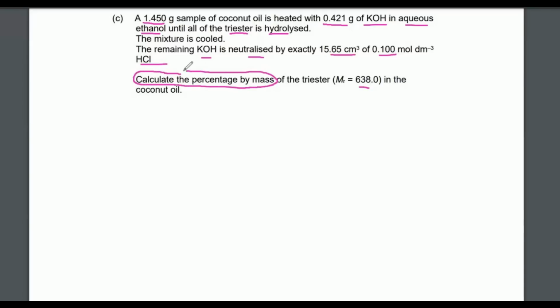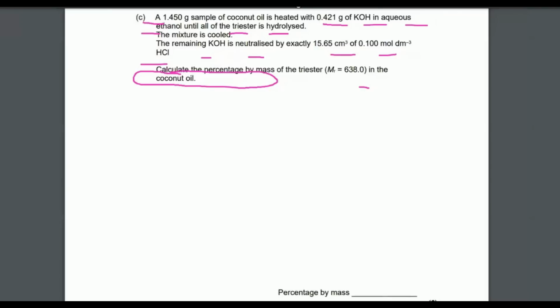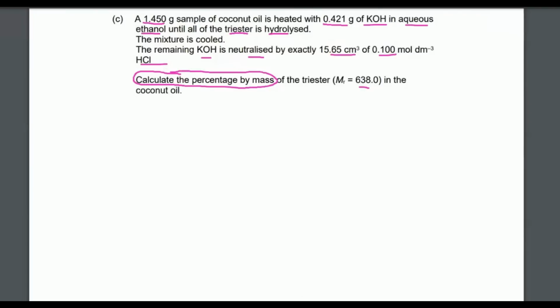The mixture is then cooled. The remaining KOH, some of the KOH is left, obviously, that must be excess, is then neutralized by exactly 15.65 cm³ of 0.1 mol per dm³ hydrochloric acid. Just flick down to show it's the 6 marker. Calculate the percentage by mass of the triester in the coconut oil.